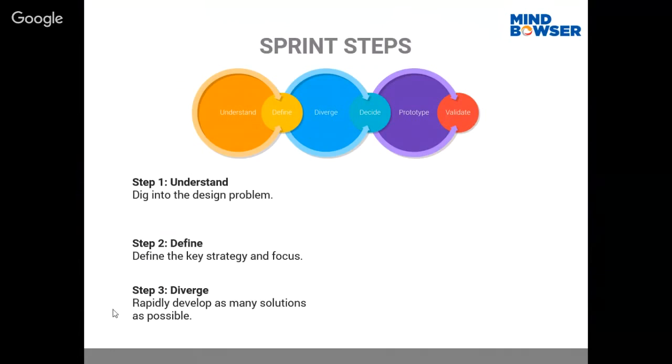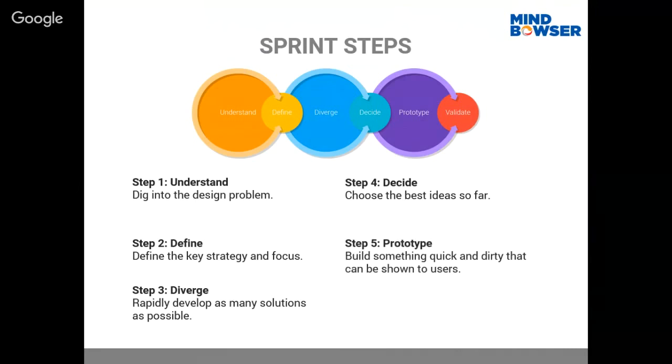Then step 4 is where you decide. You decide which of the ideas that you have come up with in the diverge stage is something that has merit and which you can take ahead and refine. So as a team, you critique and you choose the best ideas that you have.